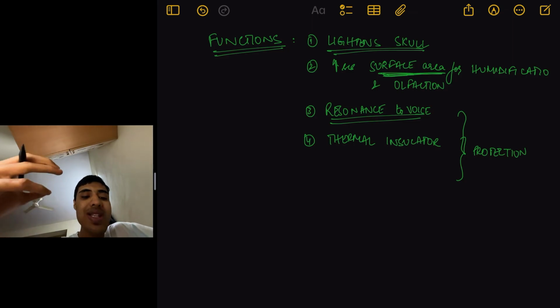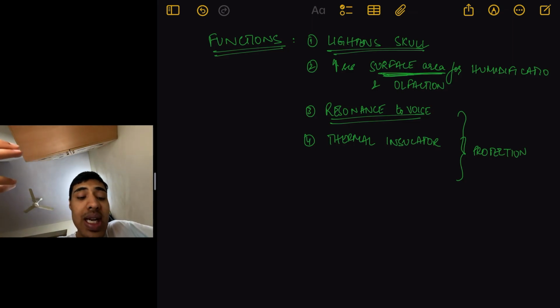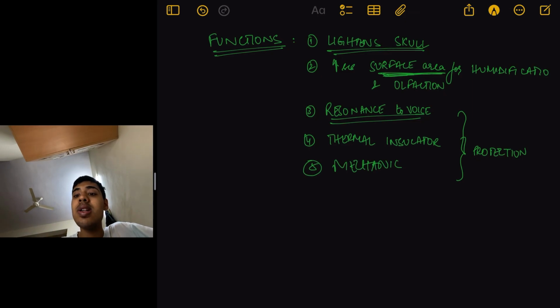That is, it provides timbre to the voice. That is exactly why when we have sinusitis, when we have rhinitis, the voice sounds different. It sounds hyponasal and does not have any timbre to it. That is because the paranasal air sinuses provide vocal resonance, and they also act as mechanical buffers and thermal insulators.